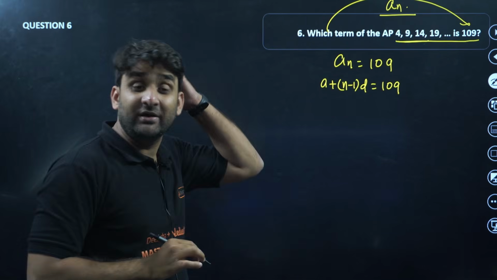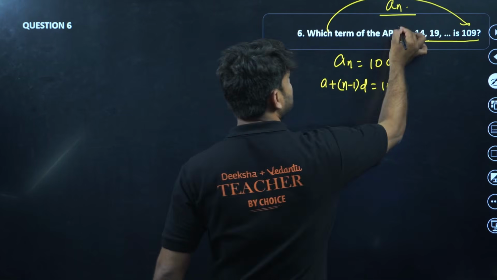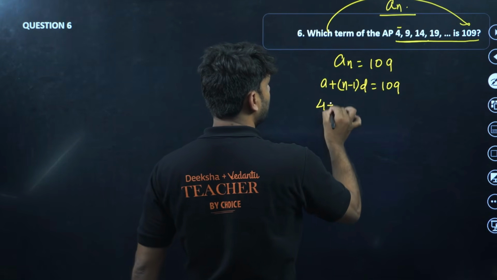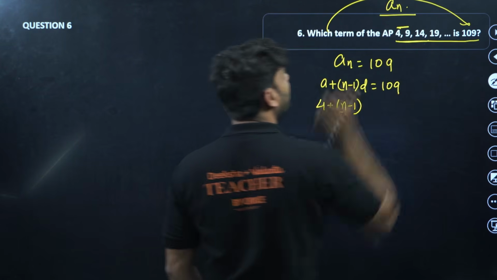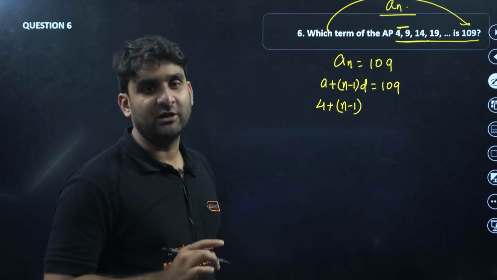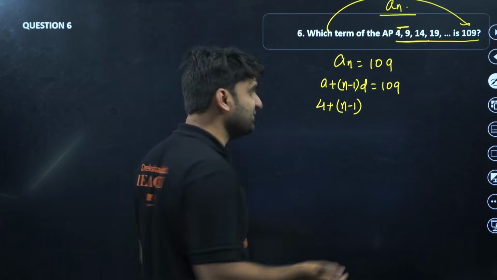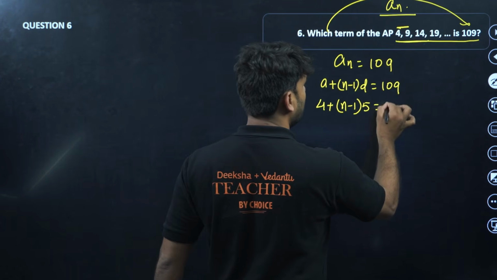Clear? Where is a? This is a, guys, 4. So we can write 4 plus n minus 1. Where is d? D is the difference between 4 and 9, between 9 and 14, between 14 and 19, which is 5. So 4 plus n minus 1 into 5 is equal to 109.